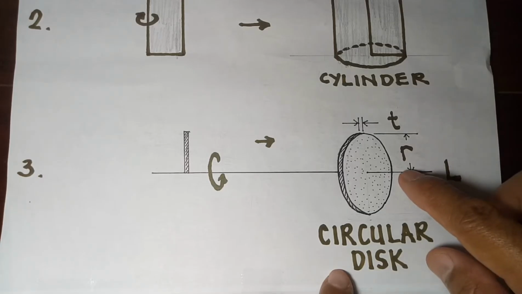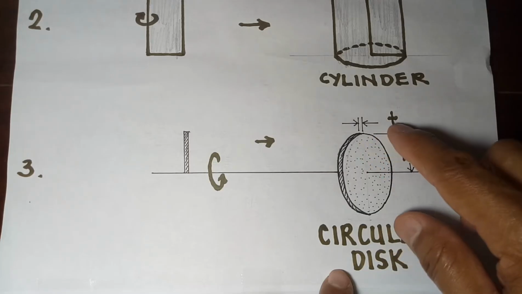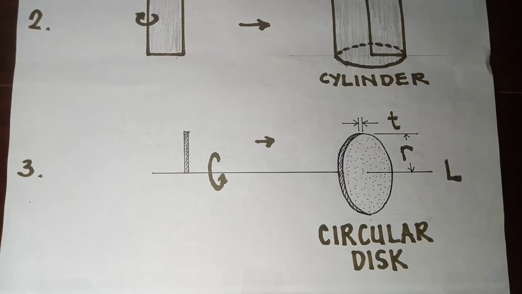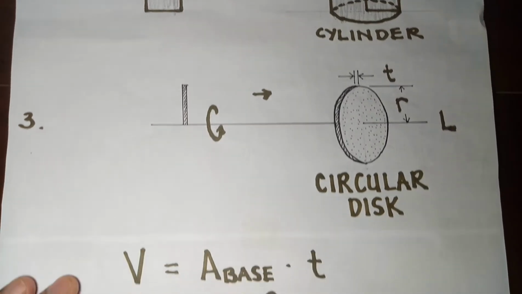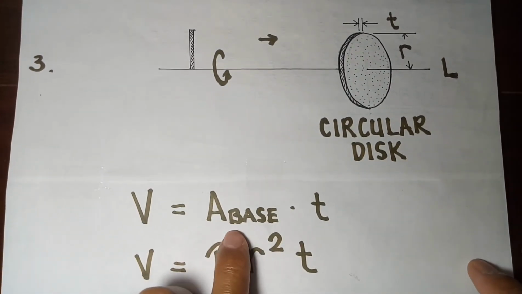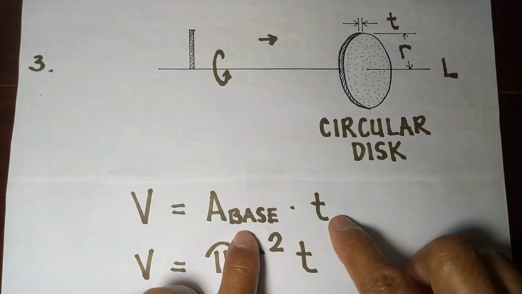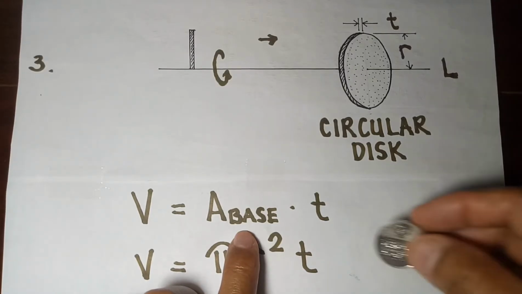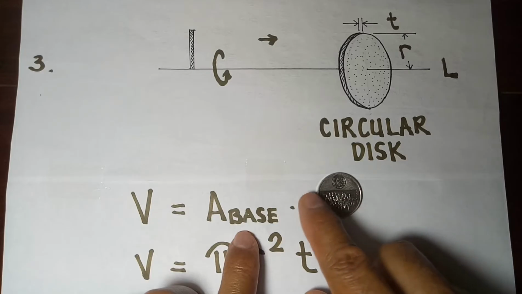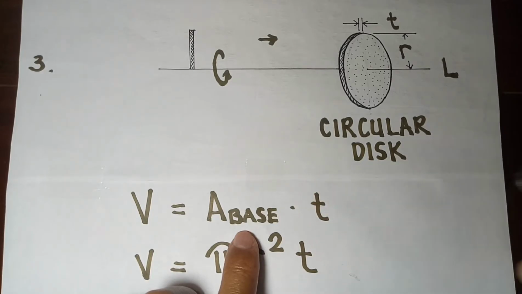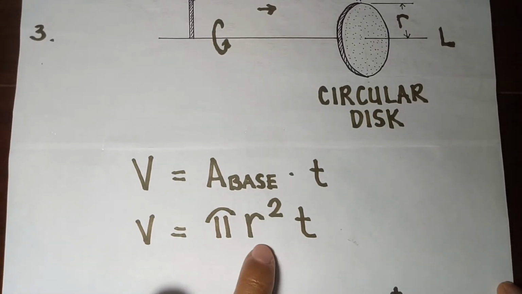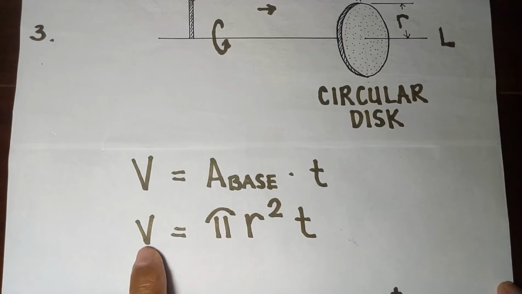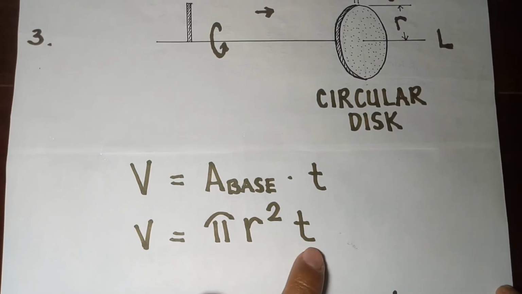Now let us say that the radius of the circular disc is R and the thickness is T. Now what is the volume of a circular disc with radius R and thickness T? So ang volume niya equal siya sa area of the base times the thickness. So yung base natin ay circle. Circle siya yung base ng circular disc. And in terms of R, ang area ng circle ay pi r squared. Kaya yung volume magiging pi r squared times the thickness.